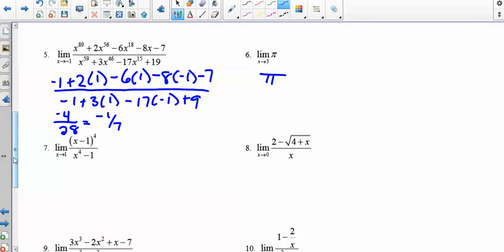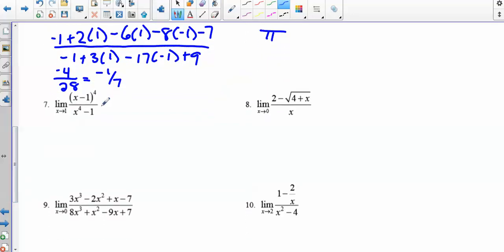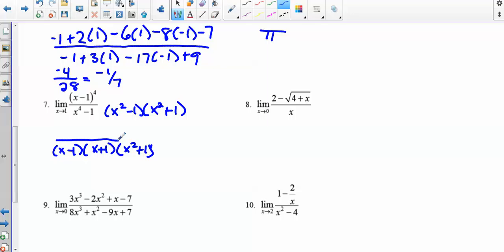In number 7, the denominator is difference of squares, so the denominator will factor to be x squared minus 1 times x squared plus 1. And then that will factor further to be a denominator of x minus 1, x plus 1, x squared plus 1. In the numerator, we have x minus 1 to the 4th, so that's x minus 1 times x minus 1 times x minus 1 times x minus 1. So I'm going to just take one of those x minus 1s out. That leaves me 3 x minus 1s left. And the reason I took that out is so I could cancel it.